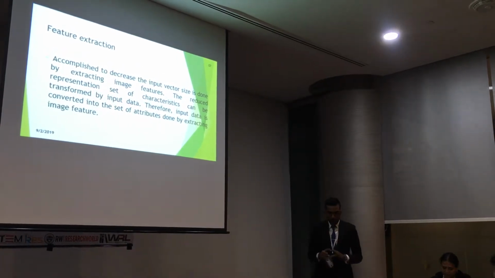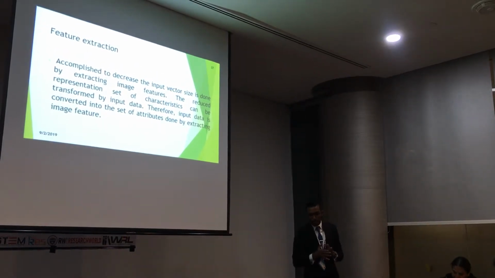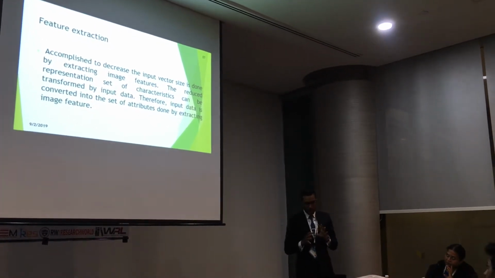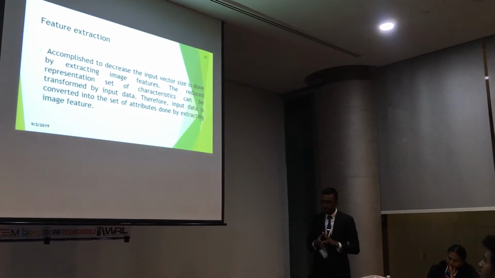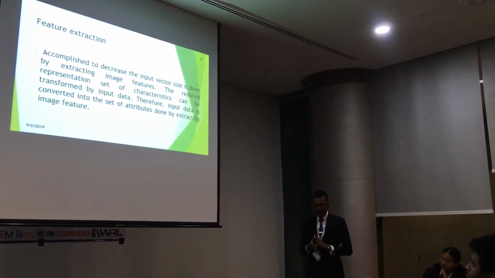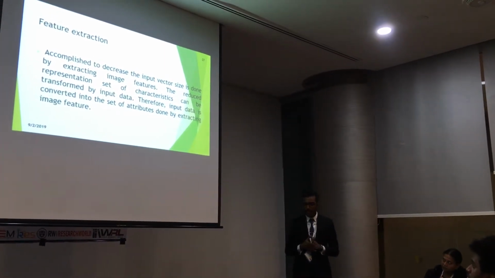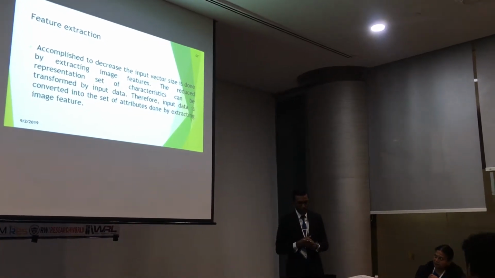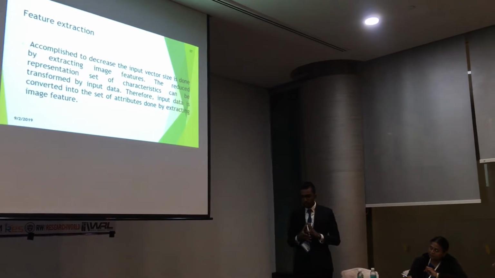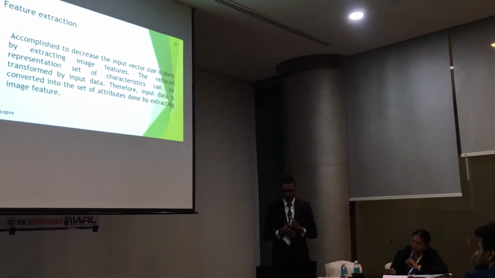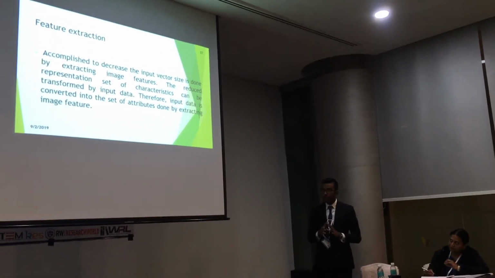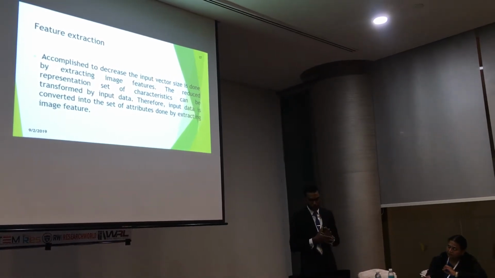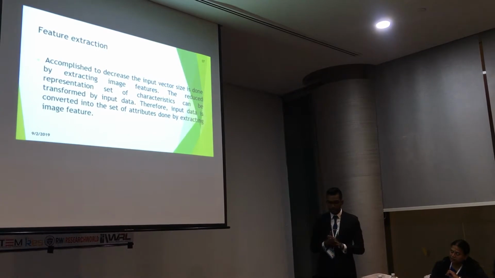So then we move on to the most important part of the model, the feature extraction stage. This feature extraction stage is an imperative stage that allows the usage of techniques and algorithms for isolating and detecting different shapes or required portions of the given image. Feature extraction is a reduced representation set of characteristics that can be transformed from input data. So, input data is converted into a set of attributes by extracting image features.